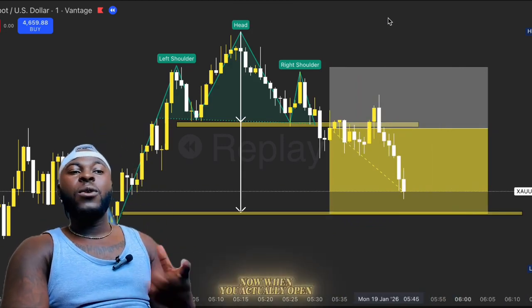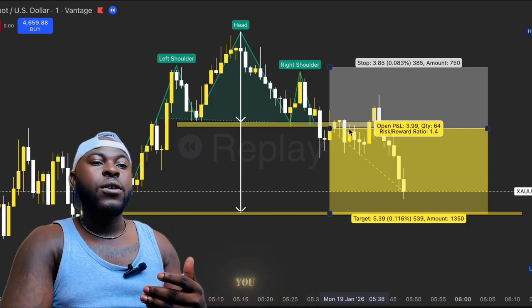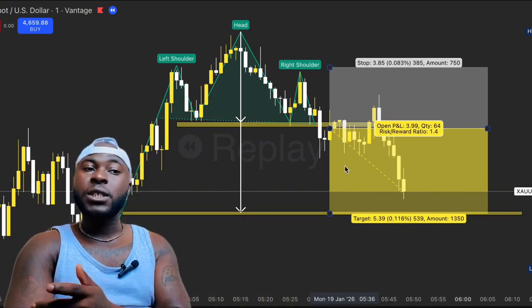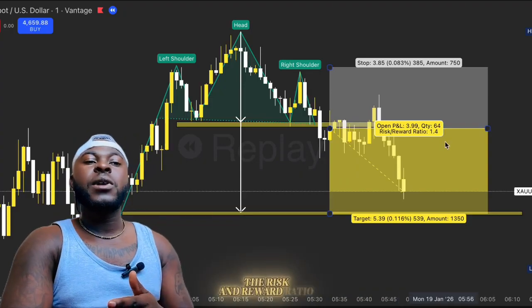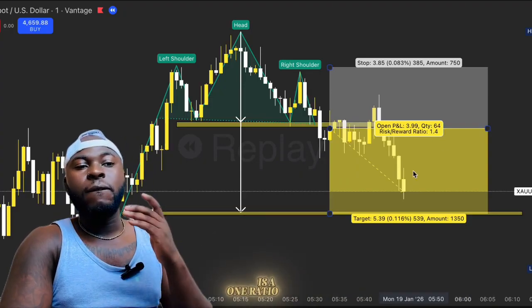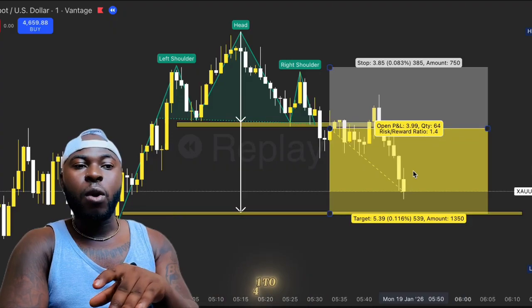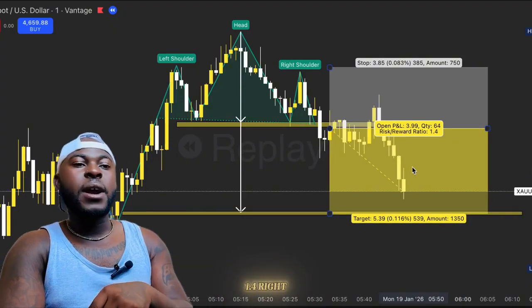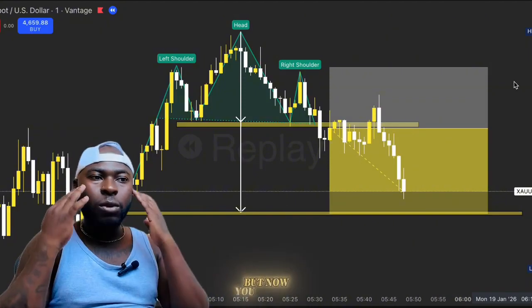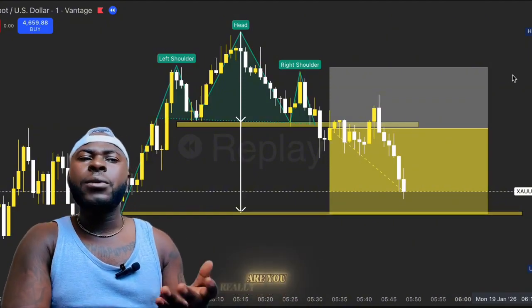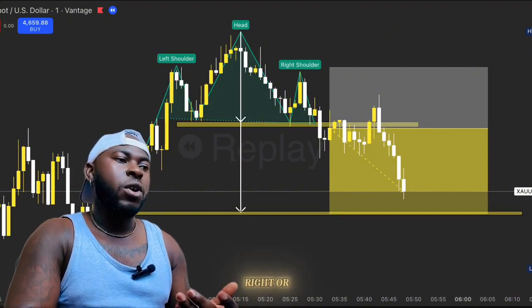So now, when you actually open this trade, guys, you already see the risk and reward ratio, which is very important to pay attention to. As you can see, the risk and reward ratio is 1 to 1.4, right? So that means it's very little, but now you need to take it into consideration. Are you really willing to take that risk or not?